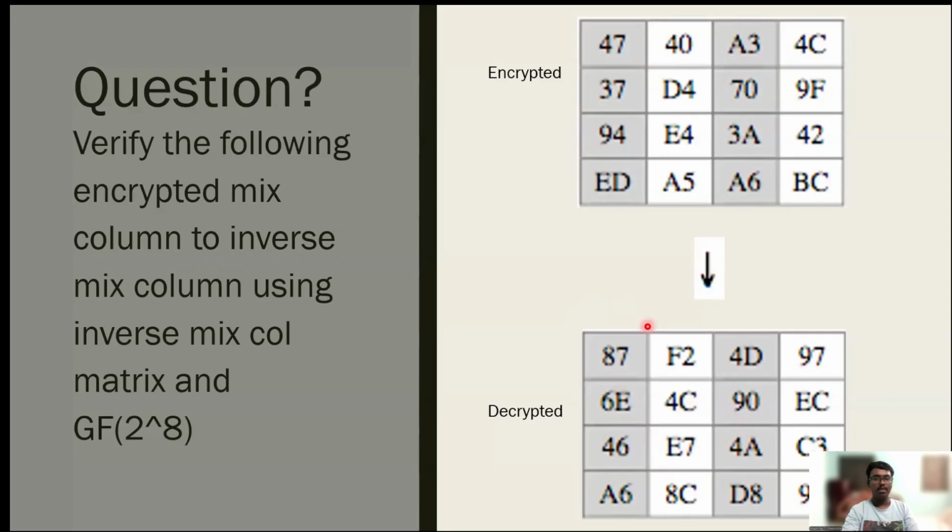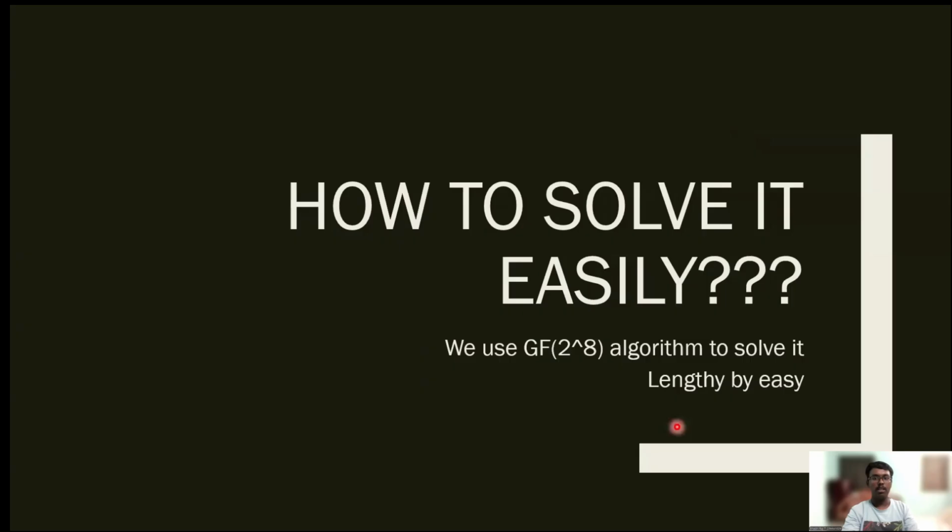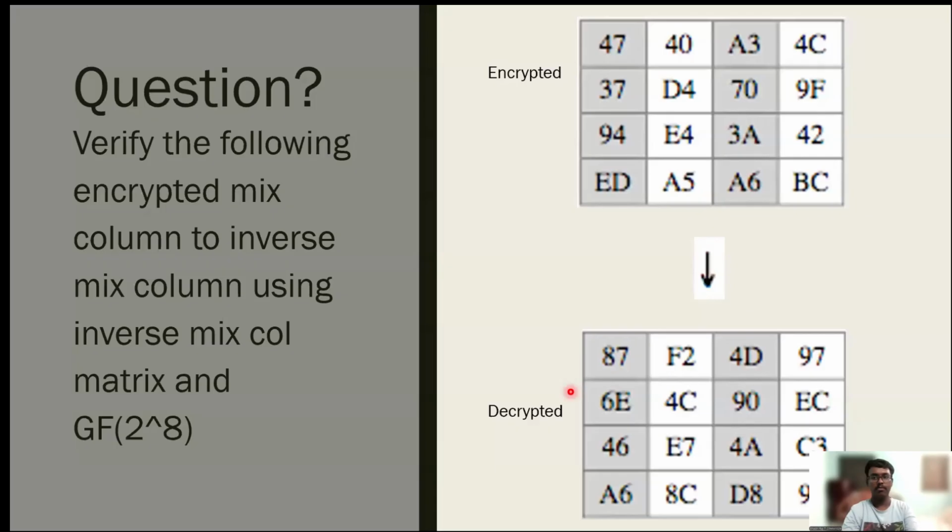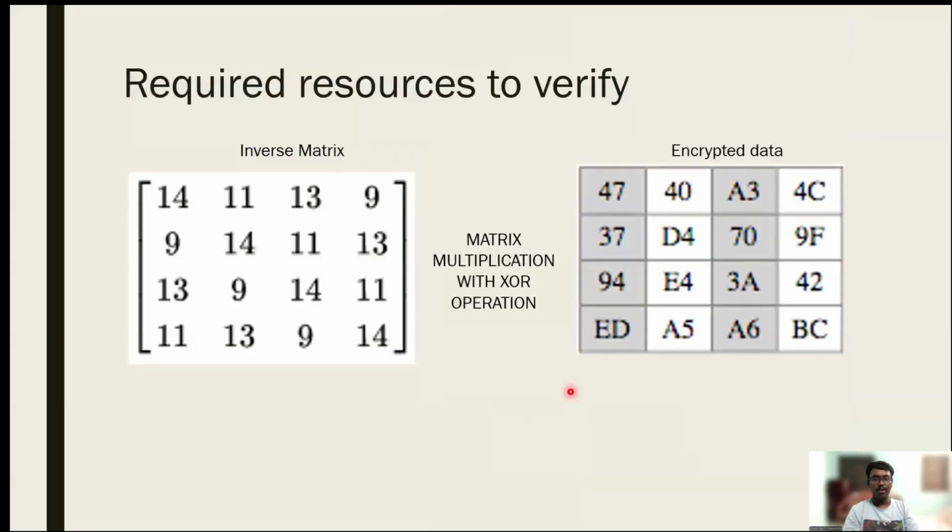So how are we going to decrypt it? Let's see how we are going to do. We are going to do the easiest way, as the GF(2^8) algorithm. It's kind of lengthy but easy. So what resources are required? We have a default inverse matrix from AES. This we cannot change, but we can change this because this is the encrypted data. So we do the inverse and get the answer again, the plain text. By decrypting it, you can basically understand what inverse mix column is.